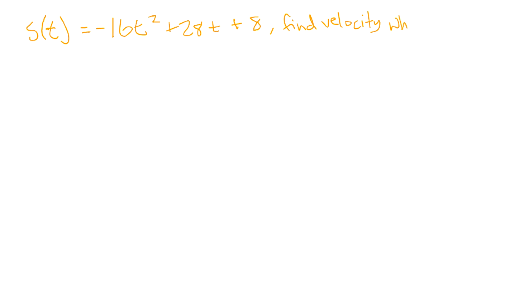So now let's say we have our function, s of t equals negative 16t squared plus 28t plus 8. And we want to find the velocity. This position function is describing some sort of projectile. So let's say when the projectile hits the ground.